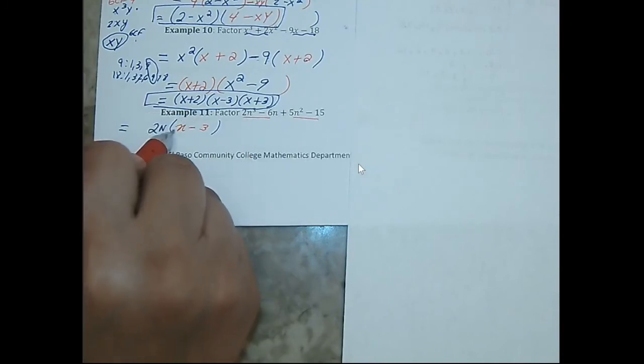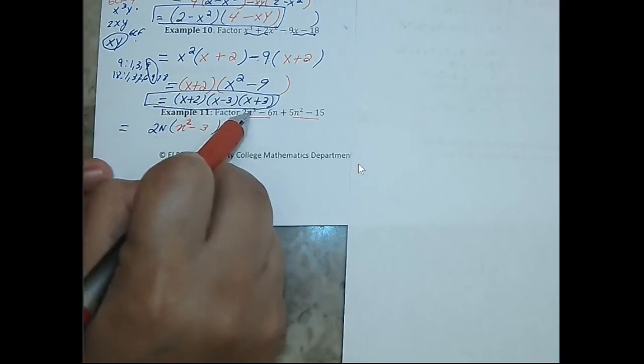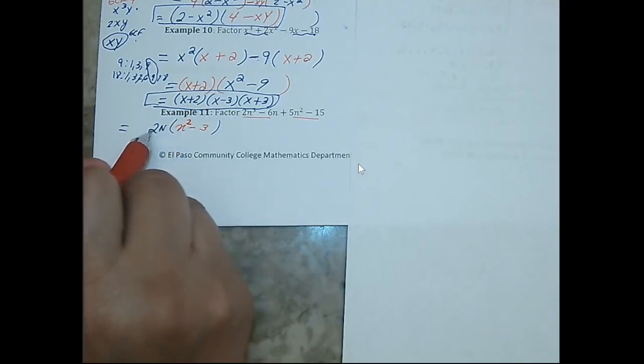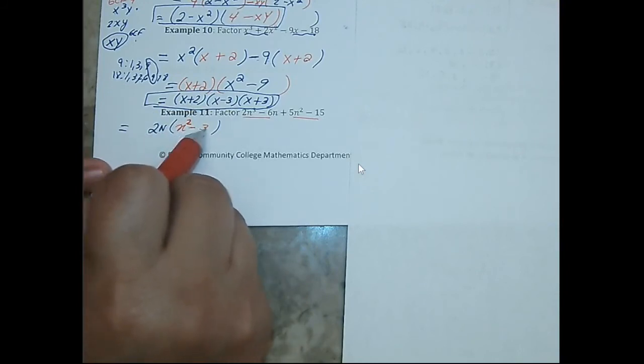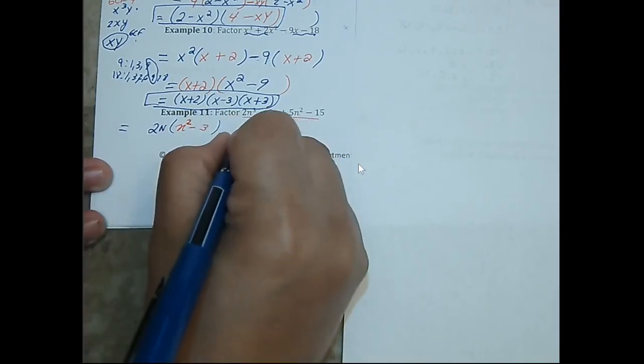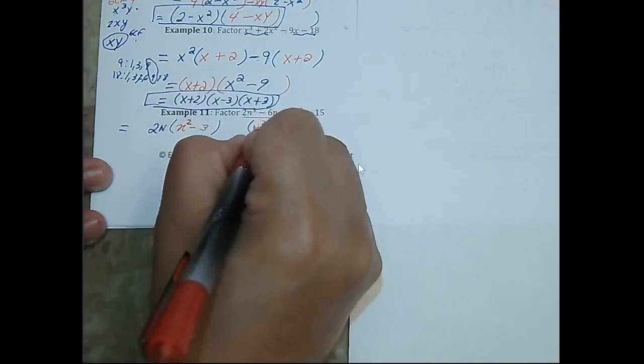So 2n times n is 2n squared. Let me go ahead and put here squared, right? So 2n cubed, we should have 2n times n squared is 2n cubed. And 2n times 3 is going to be negative 6n. So we're hoping that in here, we end up with the same n squared minus 3.